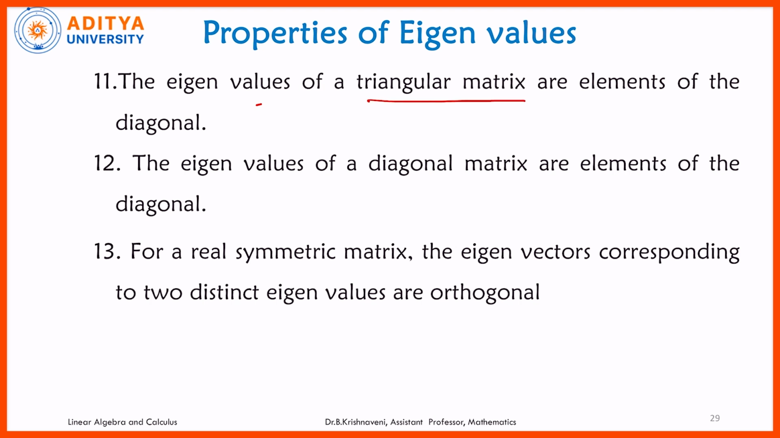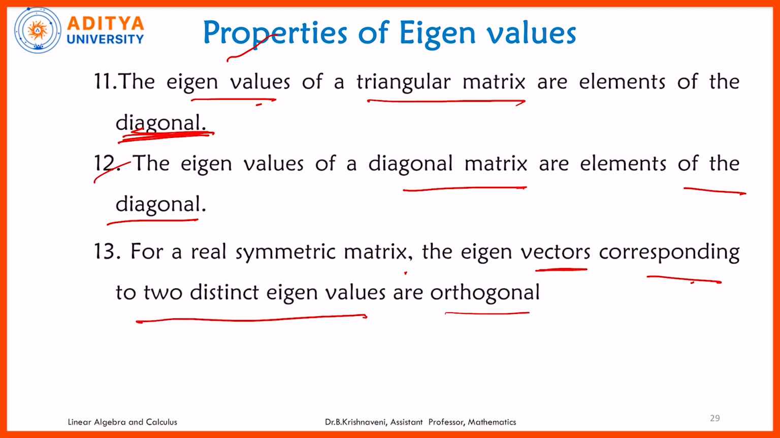The eigenvalues of a triangular matrix are the elements of its diagonal. If you consider any triangular matrix, either upper or lower triangular, the diagonal elements are the eigenvalues. The eigenvalues of a diagonal matrix are again the diagonal elements. That is the twelfth property: for a real symmetric matrix, the eigenvectors corresponding to two distinct eigenvalues are orthogonal. If we consider any real symmetric matrix, this property is satisfied.